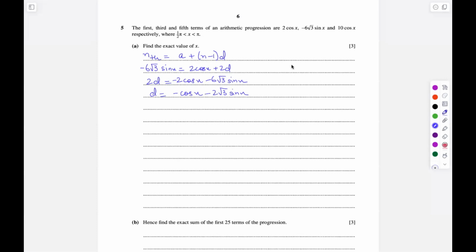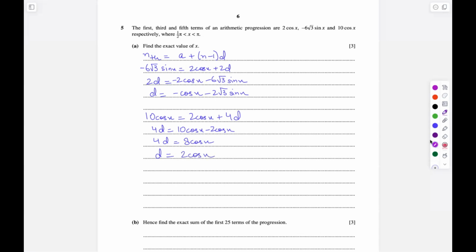The fifth term is 10 cos x, so we can add another expression to make d the subject. So in that case, we'll write it as 10 cos x will be equal to the first term, which is 2 cos x plus, so 5 minus 1 will be 4. So this will become 4d. So 4d will be equal to 10 cos x minus 2 cos x, which is equal to 8 cos x. So d will be equal to 8 upon 4 cos x, which will be 2 cos x.